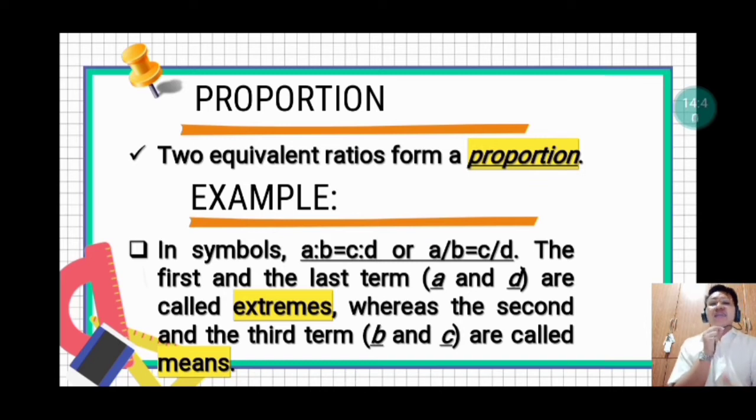Whereas, the second and the third term, which are B and C, are called means. Again, what do we call to the second and the third term in our proportion? Anyone? All right, very good. These are means.